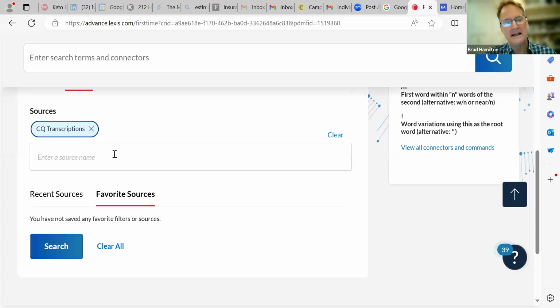Okay, now why do I like CQ transcriptions? Well, this is basically everything that's said in Congress, in congressional testimony, in bills that are being debated, there's markup language, there's all kinds of stuff that happens where people are testifying and saying something, and Congress is recording it and transcribing it. All right.